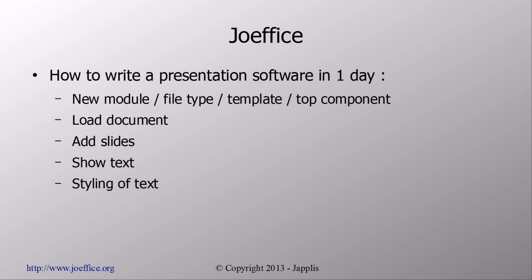So we're going to go again with the routine of writing a new module, new file type, new top component with a new template. Then we're going to load this component. This one we're going to hide slides. Yesterday we were doing it with the sheets of the spreadsheet. Here we're going to add slides to the slideshow. Then we need to show the text of the slides, and then apply the styling of the text. So our procedure is quite similar to yesterday with the spreadsheet, but of course, it will be other libraries, other classes, and so on.